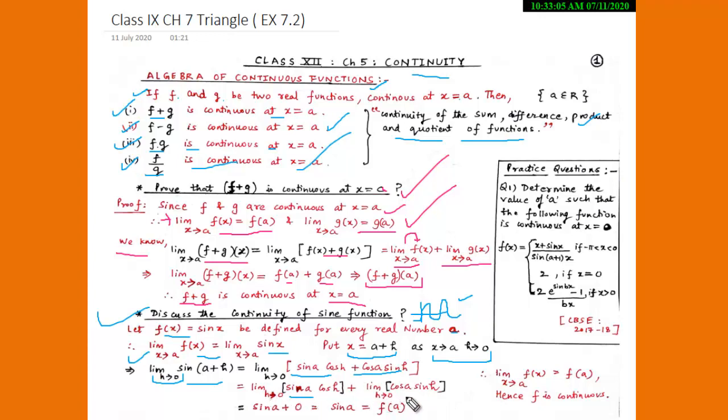And now we can write this as limit h tends to 0, sine a cos h plus limit h tends to 0, cos a sine h. Now when we substitute the limit h tends to 0, we know that cos 0 equals 1 and sine 0 equals 0. So we get sine a plus 0, which equals sine a. So from here, students, you can clearly see that limit x tends to a, f(x) equals f(a). That means our function sine x is continuous at x equals a.